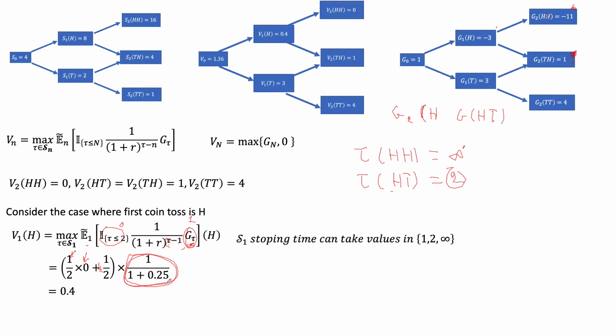Okay. And then when you do the math, you find the 0.4 for this node, which is good. Makes sense.